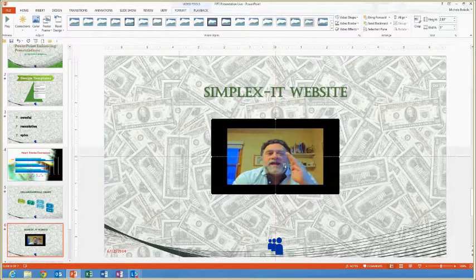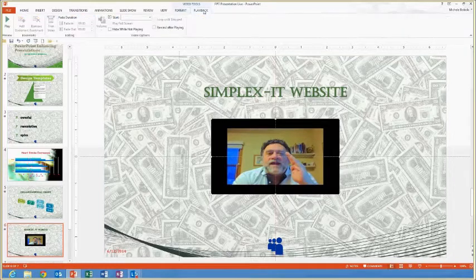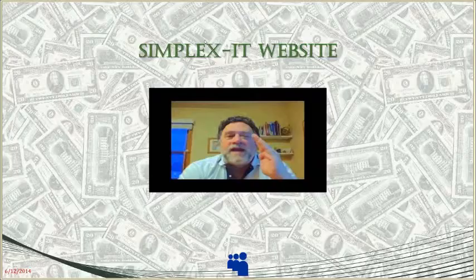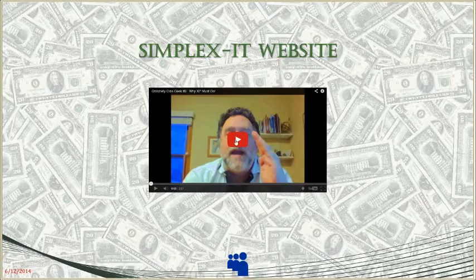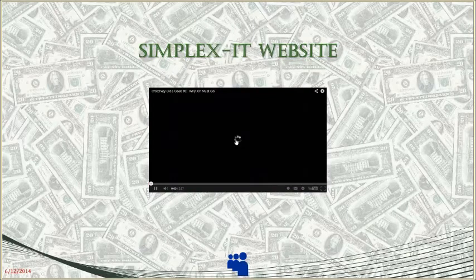Now I can go to the playback tab. And I can have that start on click, meaning I have to click on it, or start automatically. Sometimes with the YouTube videos, it's a little tricky, but when I want to play that video, now I'm going to do Shift F5. That's going to run the slide from the current slide, which is going to bring up the slide with the video, and then the little button's going to appear, and I can click on it, and we can watch the video real quick.